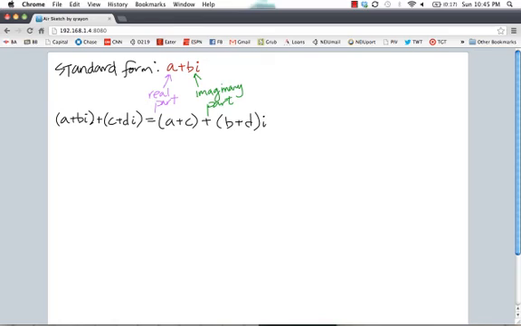Now the difference property, I'm going to do this in red, the difference property is not adding those parts together, but subtracting those parts. So subtracting your real components and subtracting your imaginary components.